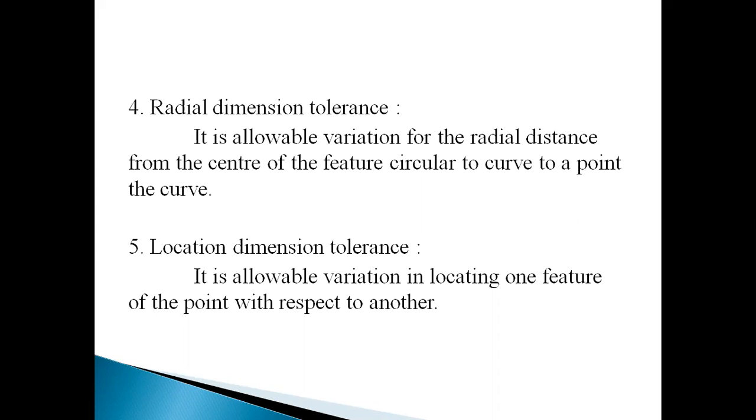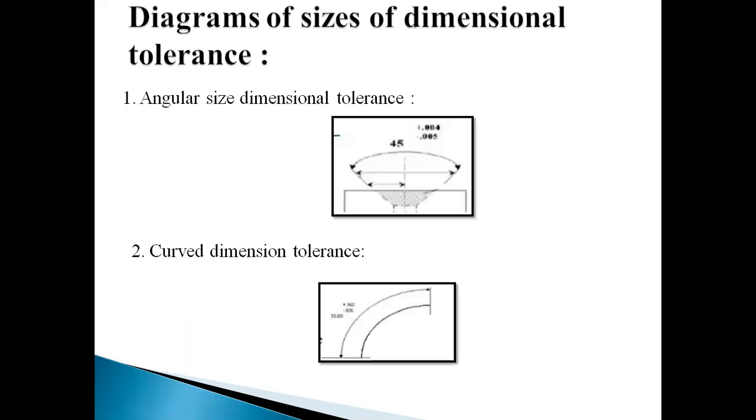Fifth, location dimension tolerance. It is the allowable variation in locating one feature or point with respect to another. It means variation occurs between two points of a feature. Next, factors affecting choice of dimension tolerance. These are the diagrams of sizes of dimension tolerance.